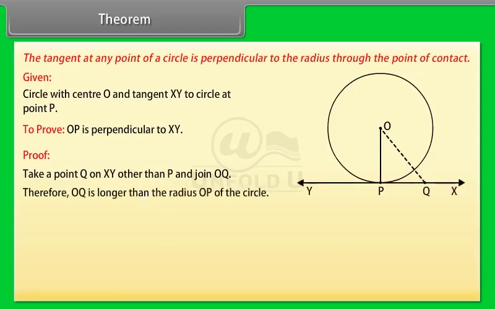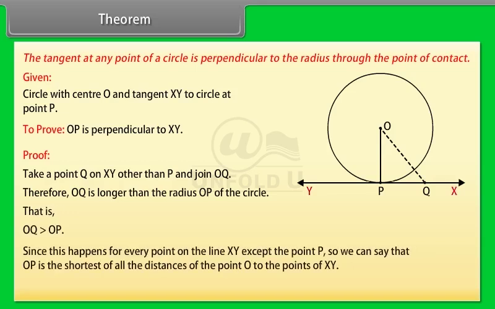Therefore, OQ is longer than the radius OP of the circle. That is, OQ is greater than OP. Since this happens for every point on the line xy except the point P, so we can say that OP is the shortest of all the distances of the point O to the points of xy. Hence, OP is perpendicular to xy.